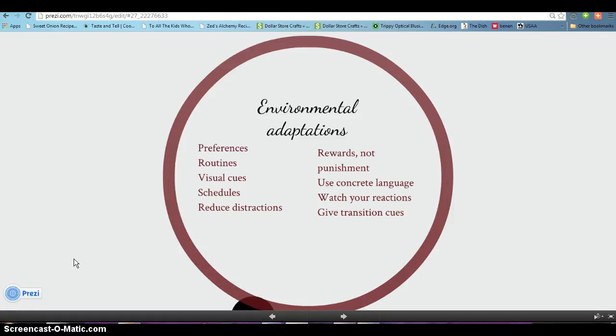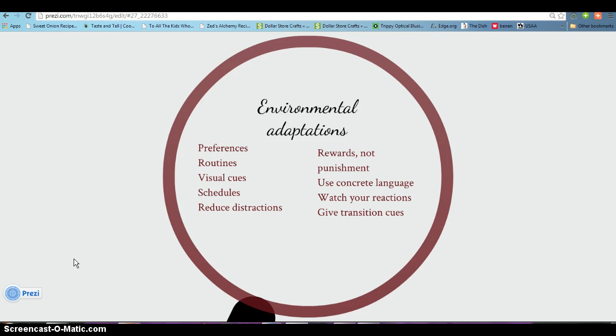Welcome to CSP 340, Chapter 9, Part 3, and this is the last part. Aren't you relieved? We're going to look now at environmental adaptations.